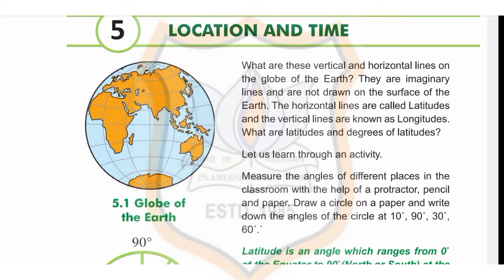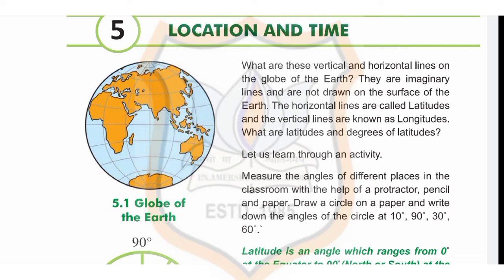Children, you can see page number 22 and picture number 5.1, globe of the earth. What are these vertical and horizontal lines on the globe of the earth? They are imaginary lines and are not drawn on the surface of the earth. The horizontal lines are called latitudes and vertical lines are known as longitudes.